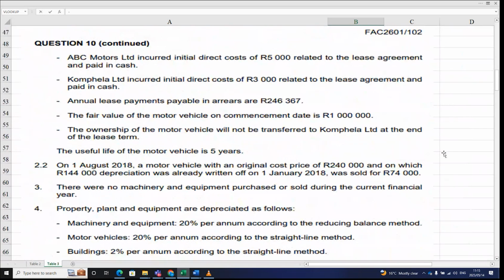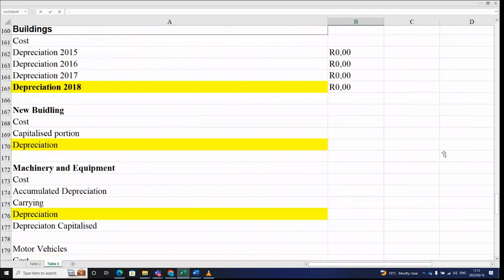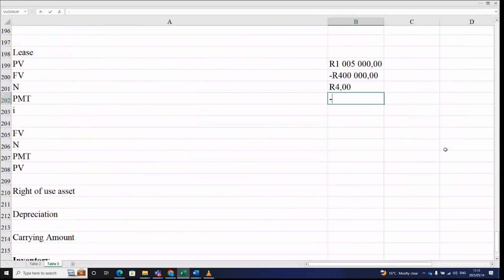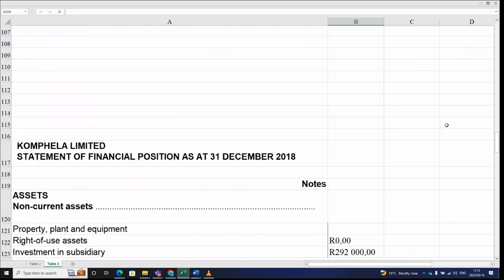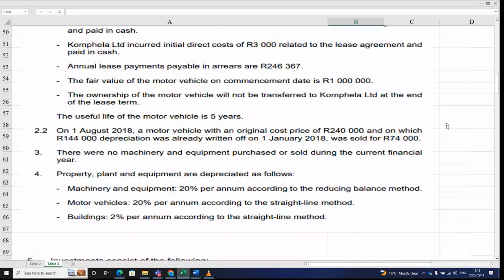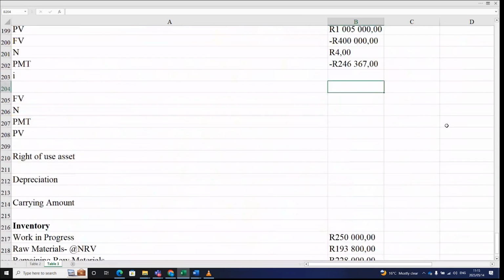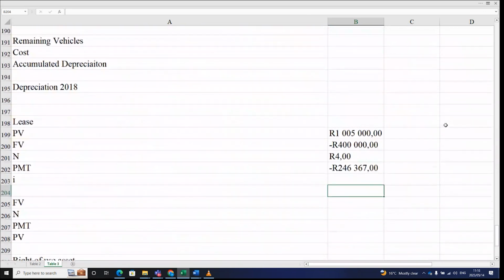246,367. All right. 246, 2463. Sorry, 246. Yeah, 367. Okay. Right. And then the interest is what we'll have to work out, which is the rate.